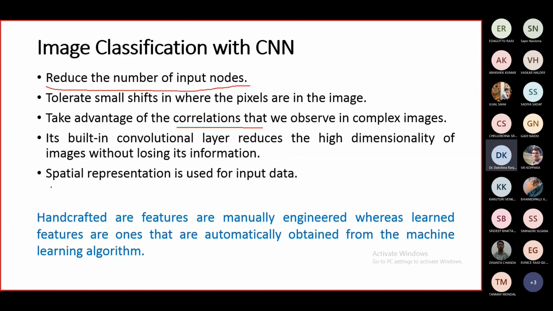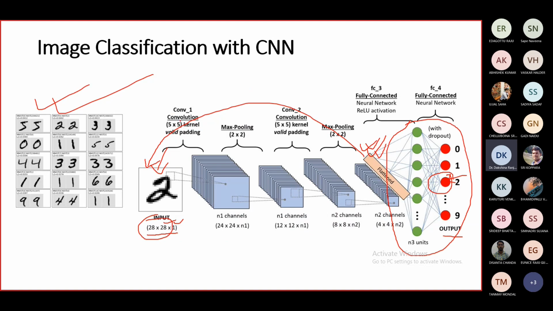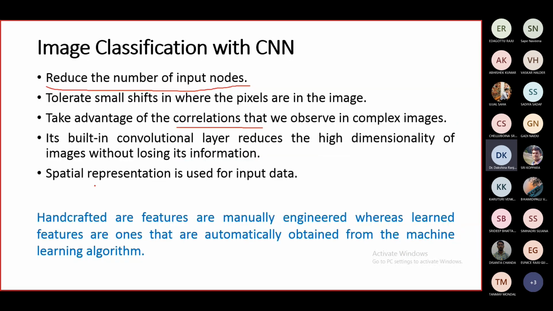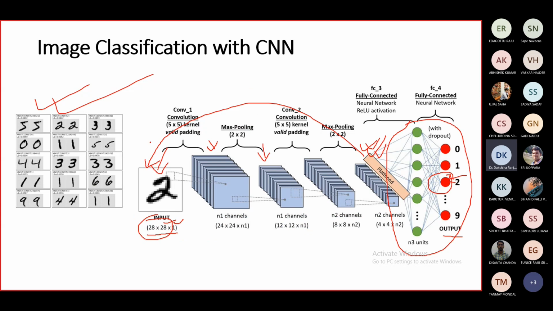Here the spatial representation is used for input data. Okay, so spatial representation means these convolutional layers and pooling layers are responsible to provide or generate the spatial representation. Okay, that means this entire thing before we do the classification is responsible to generate or produce the spatial representation. Okay.